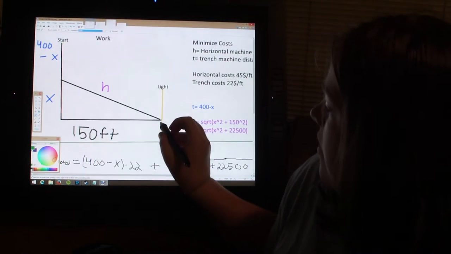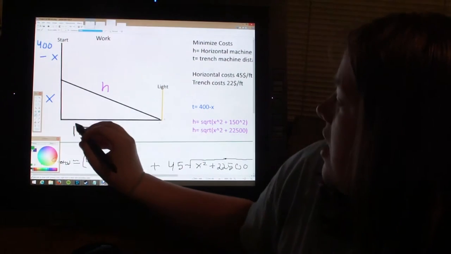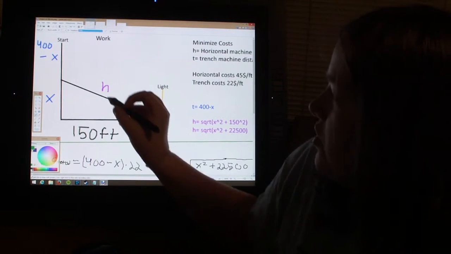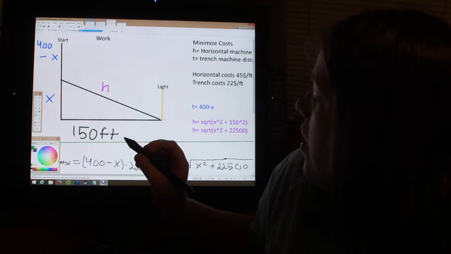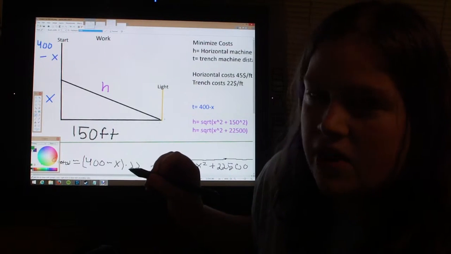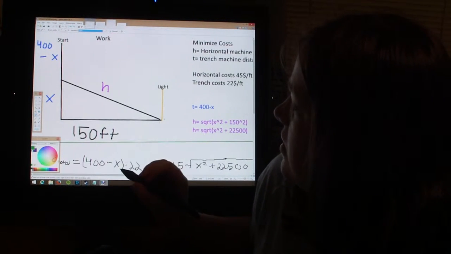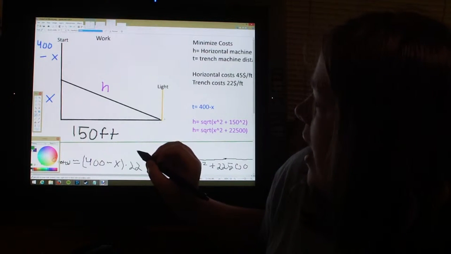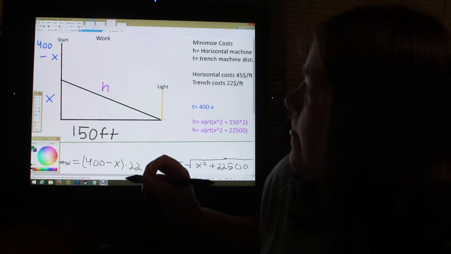The light that we're trying to install power to is 150 feet away from the point 400 feet down the path. Our goal is to try to minimize the total cost for our company to install this light. To do this, we must first figure out how long we must use each machine.